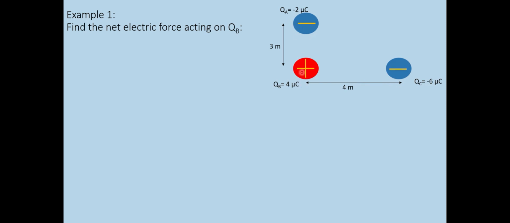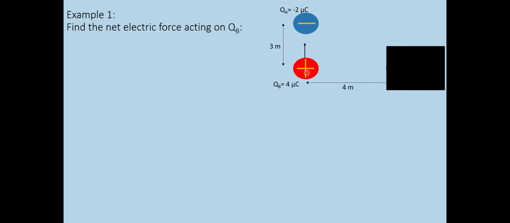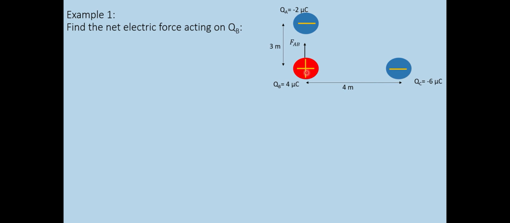So at QB, we have 2 forces, which are the force applied by A on B and the force applied by C on B. First I will cover QC, and I will think this way. A and B are unlike charges, so they attract each other. So the force applied by A on B is a force of attraction, which means that A will pull B this way. This is the force by A on B.